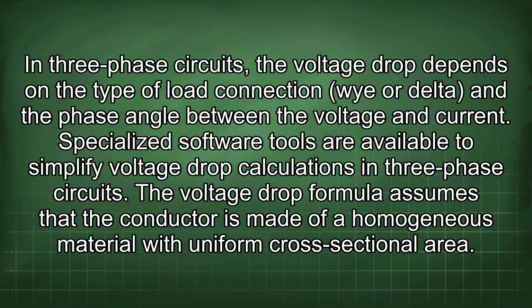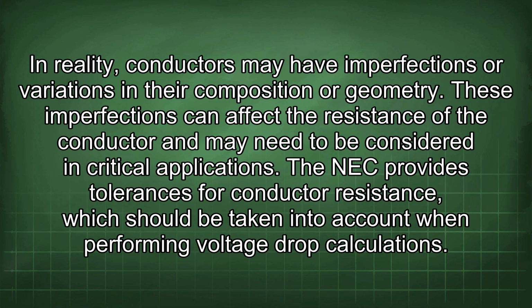The voltage drop formula assumes that the conductor is made of a homogeneous material with a uniform cross-sectional area. In reality, conductors may have imperfections or variations in their composition or geometry. These imperfections can affect the resistance of the conductor and may need to be considered in critical applications. The NEC provides tolerances for conductor resistance, which should be taken into account when performing voltage drop calculations.